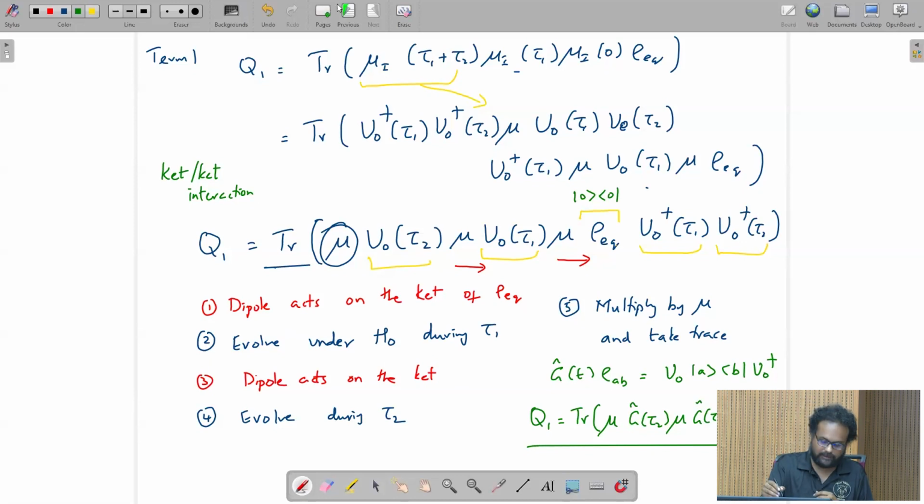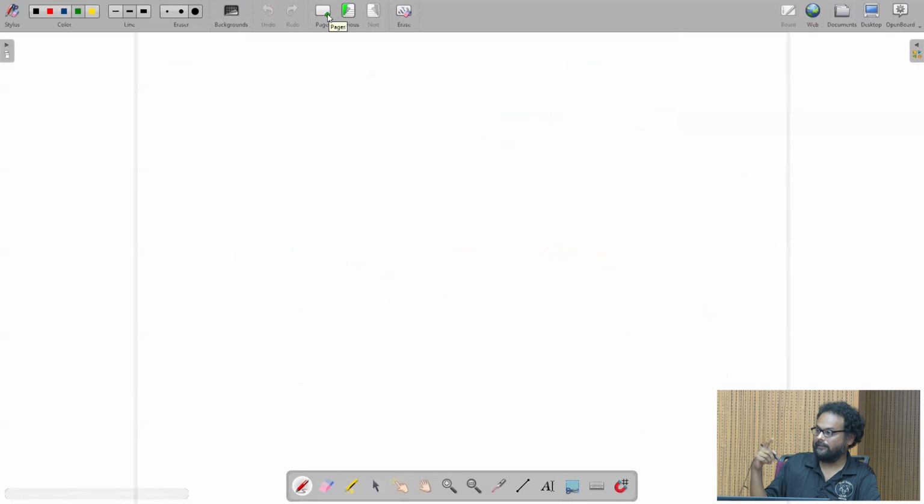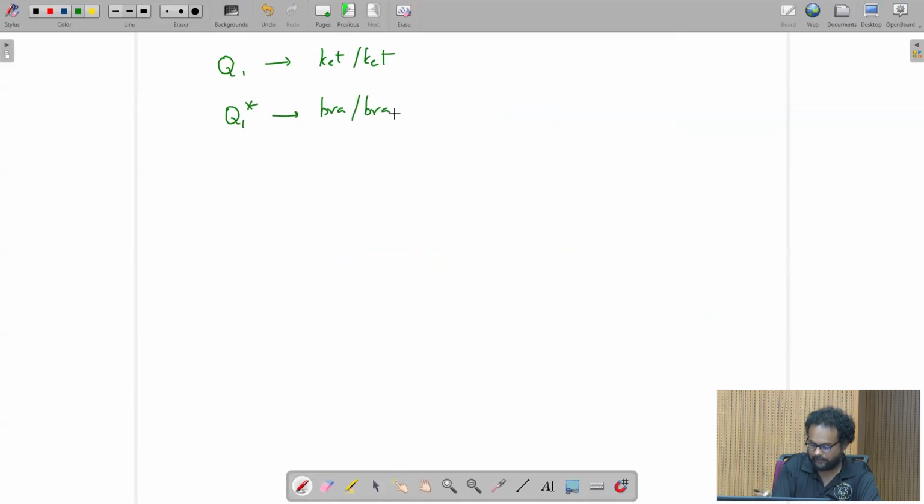Okay, so let me summarize that. Remember, I also have the complex conjugate of Q1 and the complex conjugate of Q2. So you have 4 terms, 4 correlation functions. Your Q1 is a ket interaction. Your Q1 star, of course, will be a bra interaction. Q2 is a ket-bra interaction. Q2 complex conjugate will be a bra-ket interaction.